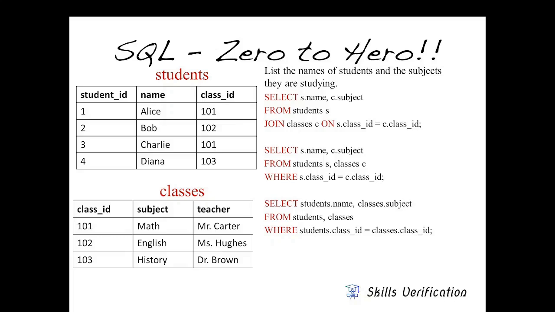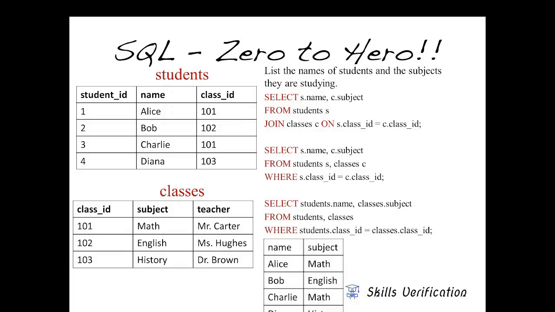All these three queries, the first explicit join, the second implicit join using aliases, as well as the third implicit join not using aliases, will all result in the same output data. I hope you got the pattern.